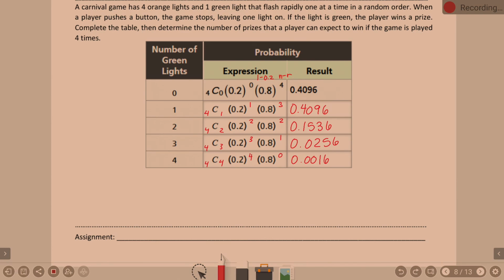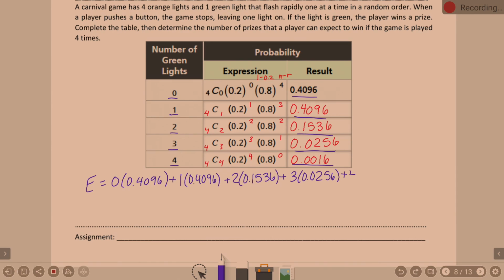When you do your expected value, it's the same thing: number of times, the probability for the outcome. So it'd be the 0 times its probability of 0.4096. The 1 times its probability of also 0.4096. The 2 times its probability of 0.1536. The 3 times its probability of 0.0256. And lastly, the 4 times its probability of 0.0016. You end up with an expected value of winning 8/10 of a prize.